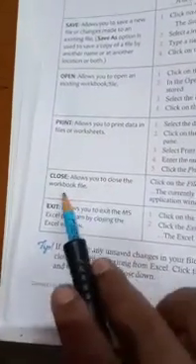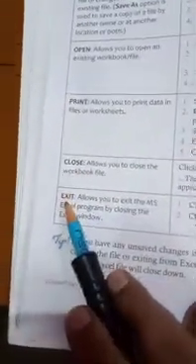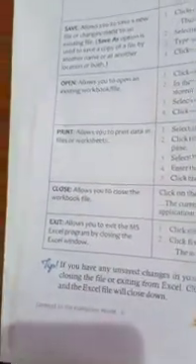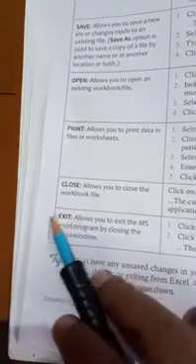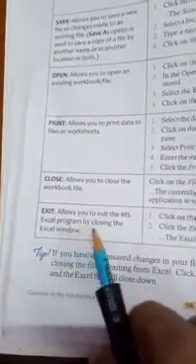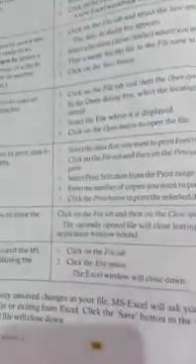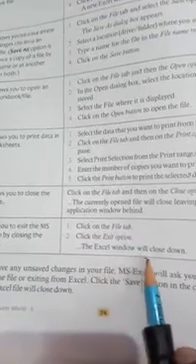Close allows you to close the workbook file. There is a difference between close and exit. If you click on Close, then only the workbook will be closed, not MS Excel. If you click on Exit, it allows you to exit the MS Excel program by closing the Excel window automatically. So click on the File tab and then click on the Close option. The currently opened file will close, leaving the Excel application window behind. Only the current workbook will be closed. When you click on the File tab and click on the Exit option, the Excel window will close down.